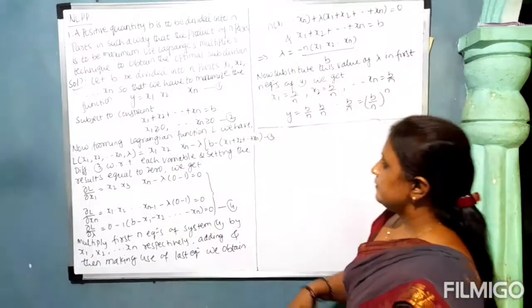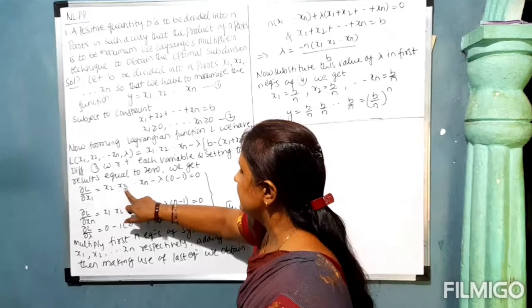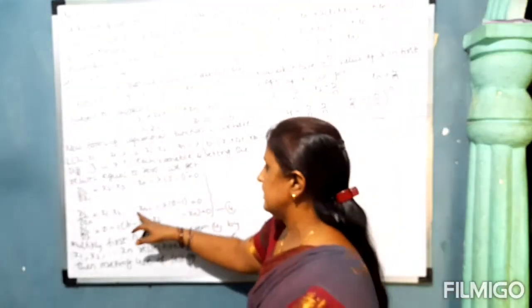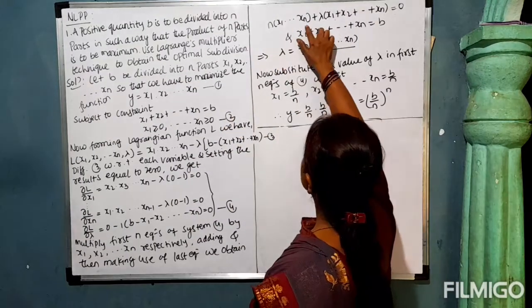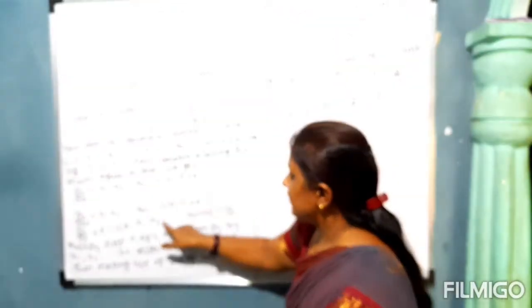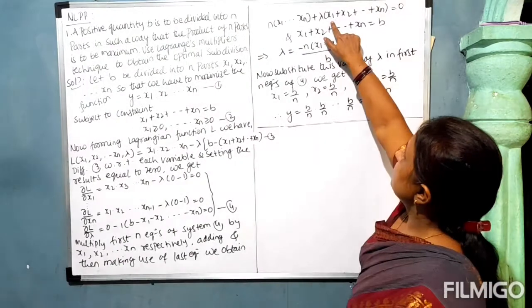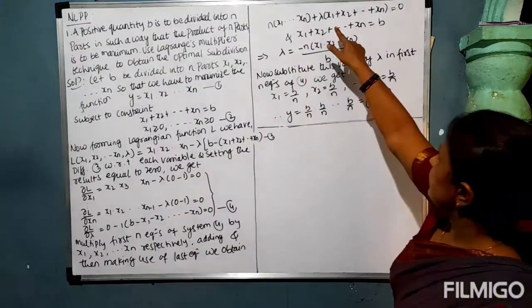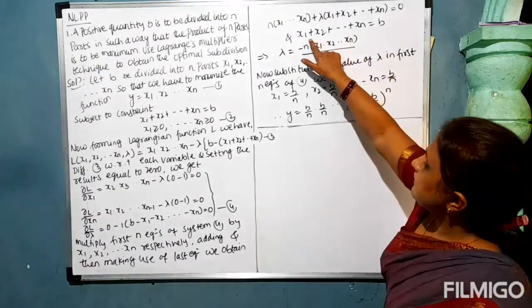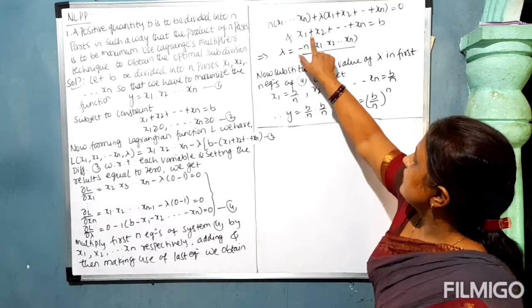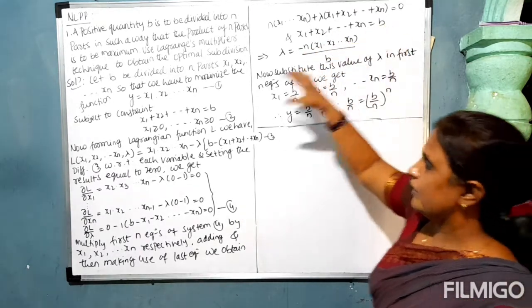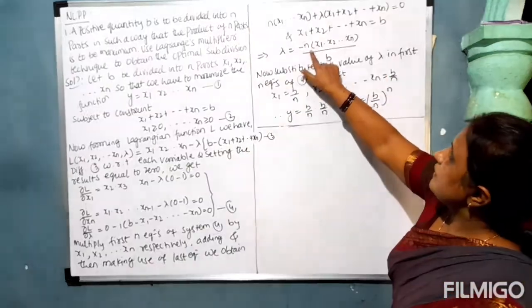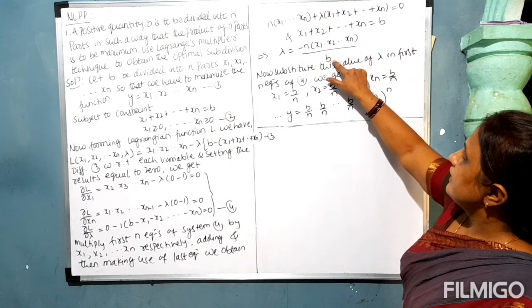When we multiply the first equation by x1, it will be x1 into x3, and so on, xn. Second is also x1 into x3 into so on, xn. Last is also the same thing. If we add, it will be n times, plus taking lambda common, we get lambda 1 plus lambda 2, and so on, plus lambda n. Here minus minus will be plus. That's why this is equal to 0. And from equation 4, the constraint, x1 plus x2, and so on, plus xn is equal to b, so lambda will be minus n into x1 into xn, and so on, divided by b.